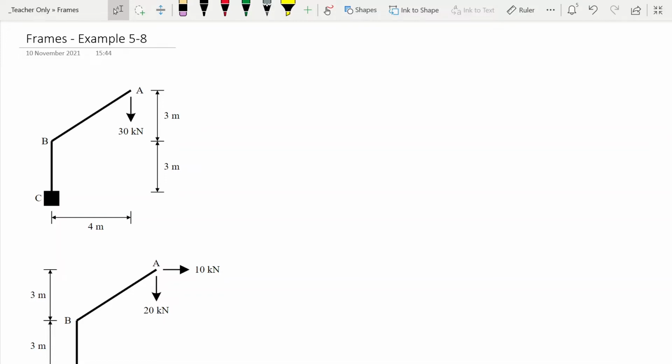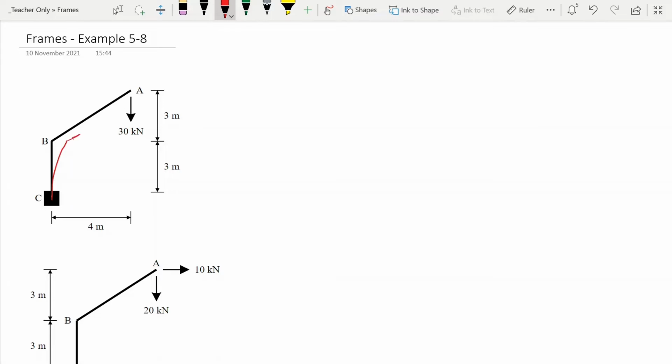Hi everyone, this video is the solution to example 5 to example 8 on the topic of statically determinate frames. So this is very similar structures to the ones on the previous video. So we could see straight away this load of 30 in this cantilever frame. It will make our bar CB bend towards the right a little bit.